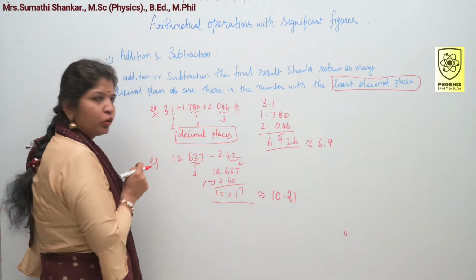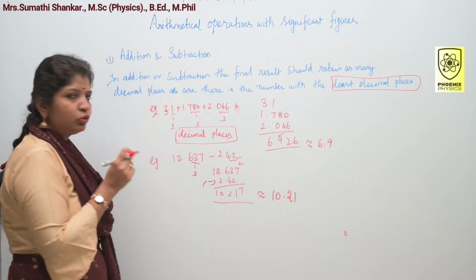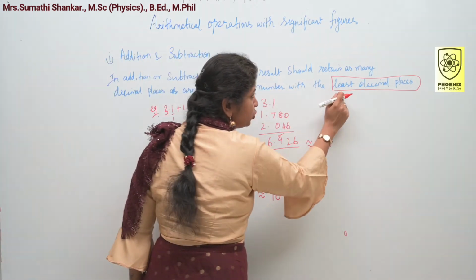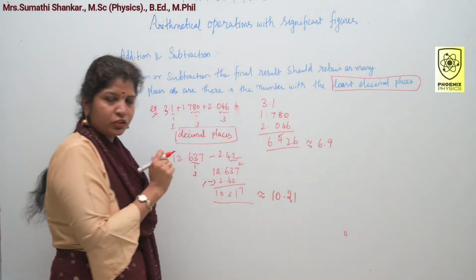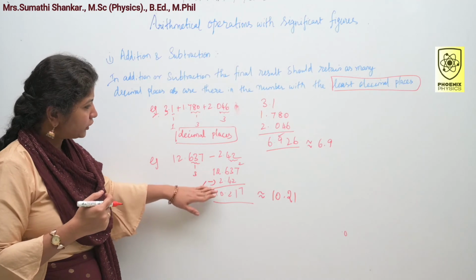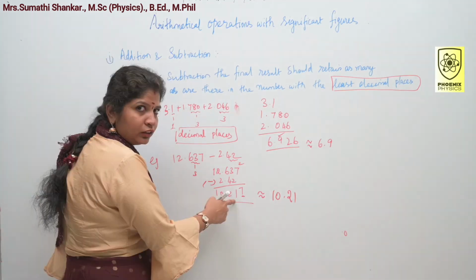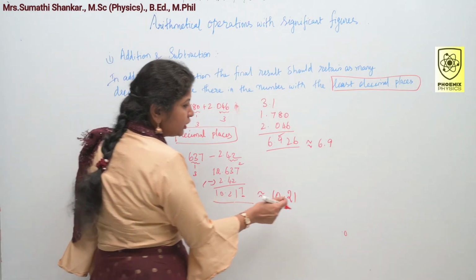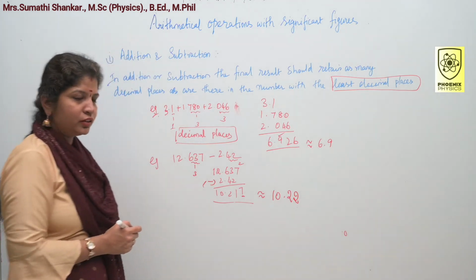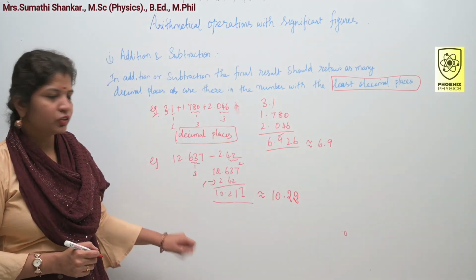Here consider the second example, 12.637 minus 2.42. Here I have 3 decimal places and here I have 2 decimal places. You know the rule. Based on the rule, I have to consider only the least decimal places. The least decimal places is 2 here. So subtract these two numbers. I got 10.217. The third decimal is greater than 5. It is increased by 1. So your answer is 10.22. Up to this clear?